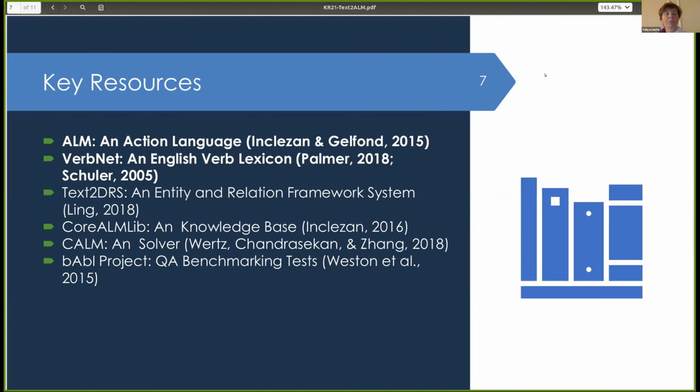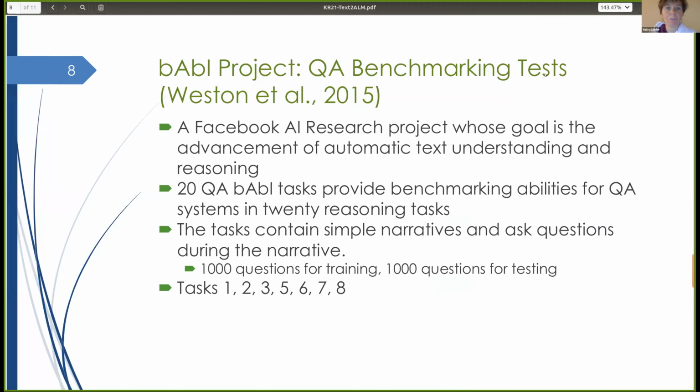As far as resources for this project, we put together ALM, which is an action language designed in 2006, VerbNet, which is an English verb lexicon, Text2DRS, a system for extracting entities and relations from text, Text2Alm Leap, a knowledge base based on the action language ALM, and CALM, which is a solver for the action language ALM. At the end, I'll mention the bAbI project, which is a QA benchmarking test coming from Facebook. In particular, we focused on 7 tasks out of this project.